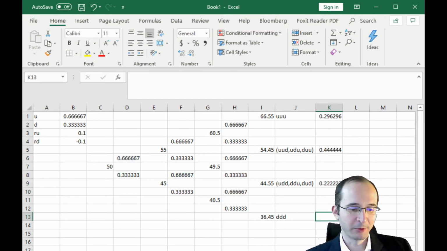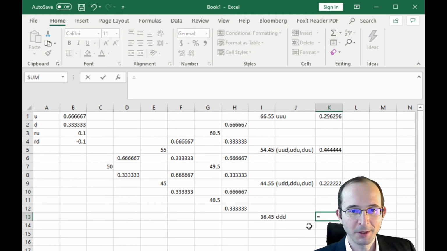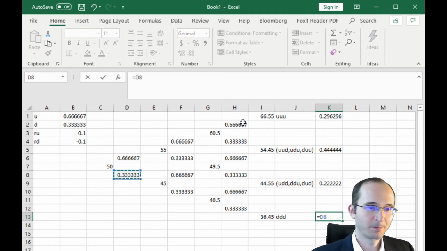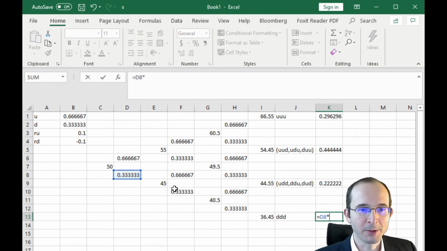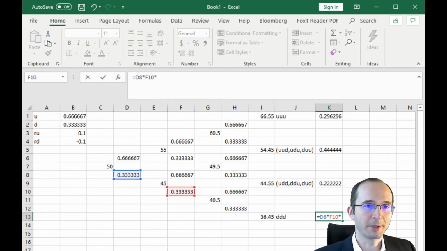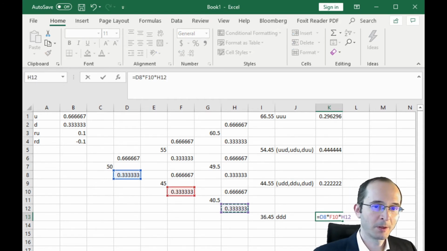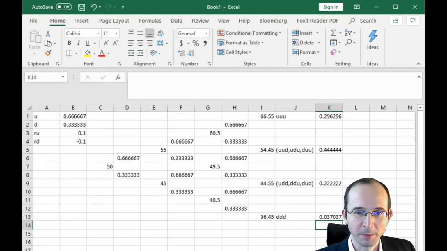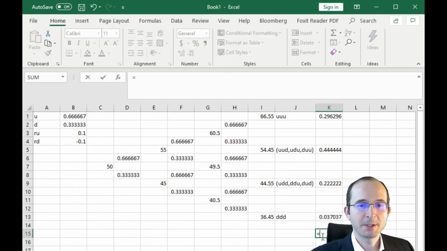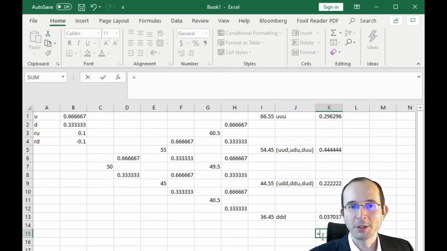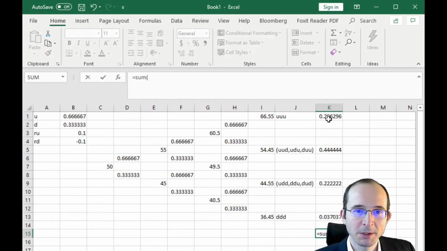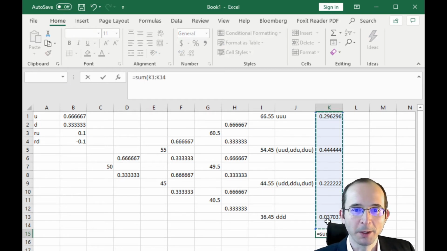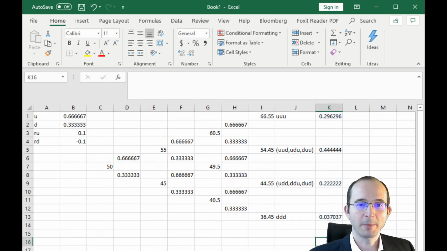And finally, how many ways are there to go down thrice? Well, there's just a single way, and it requires the recession state to occur thrice in a row. 3.7% chance of that. And now let's actually make sure that what we did is sensible, that we actually covered all possible outcomes. A good way to test that is that our probabilities actually add up to 1. And they do.